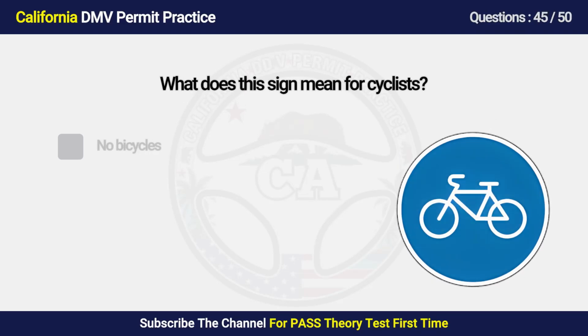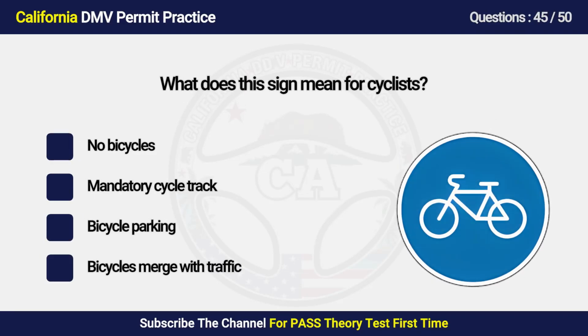Question 45. What does this sign mean for cyclists? A. No bicycles. B. Mandatory cycle track. C. Bicycle parking. D. Merge with traffic.